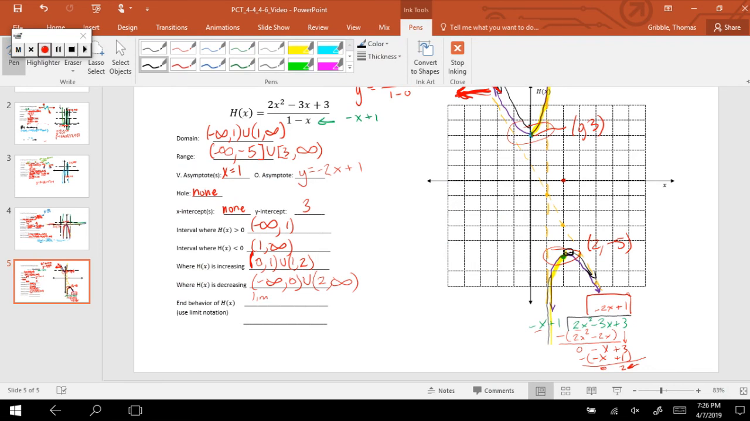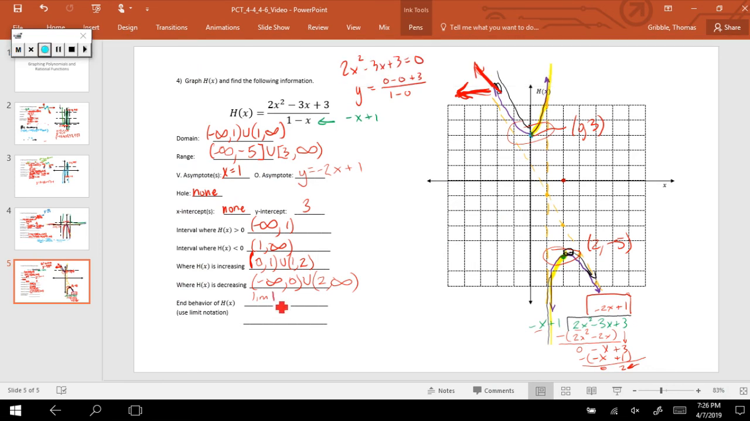The limit of h of x, here you go, h of x as x approaches negative infinity is equal to positive infinity. Or you could also say, this is the same thing as saying the limit of h of x as x approaches negative infinity does not exist.